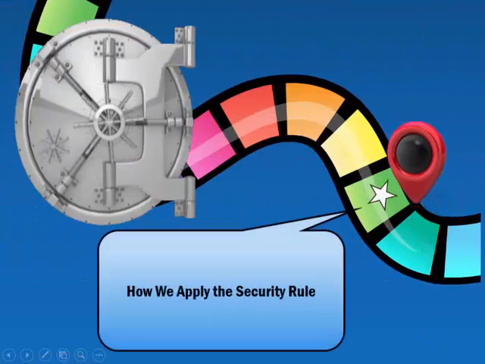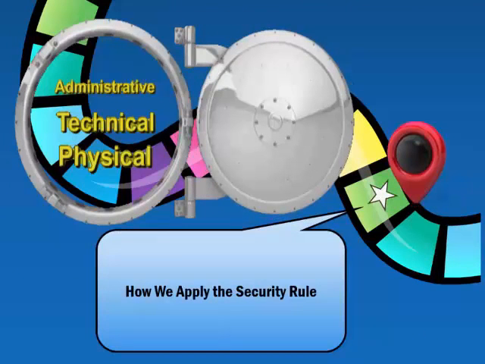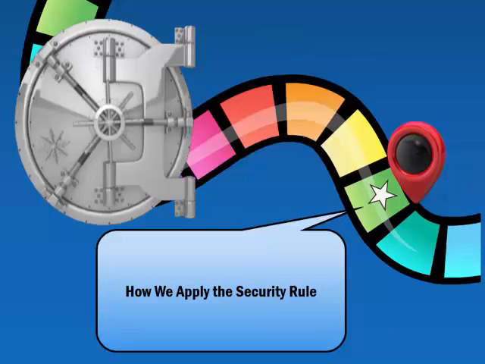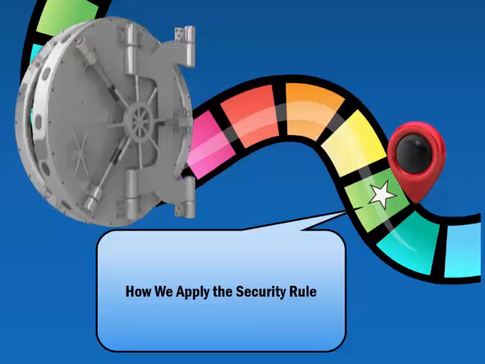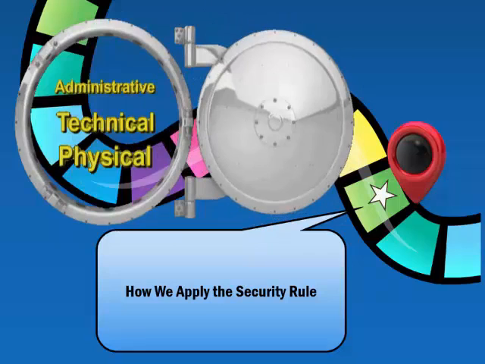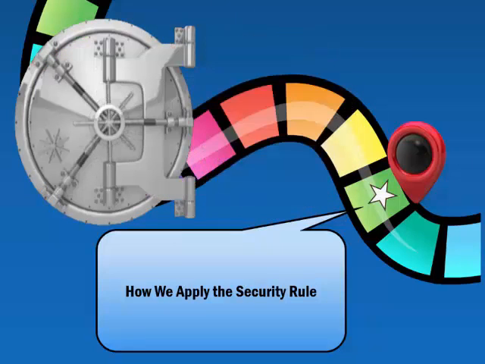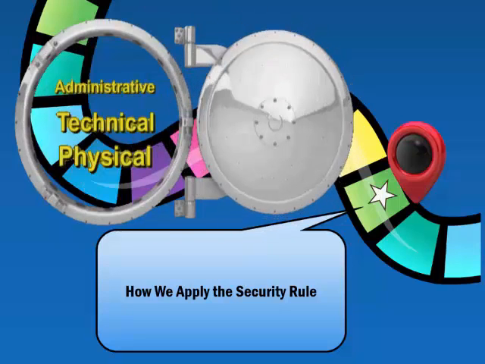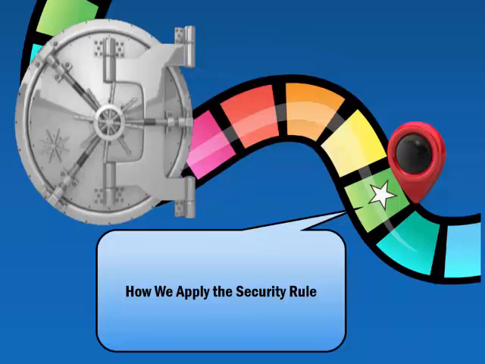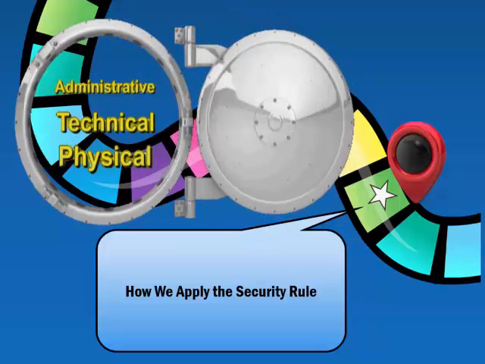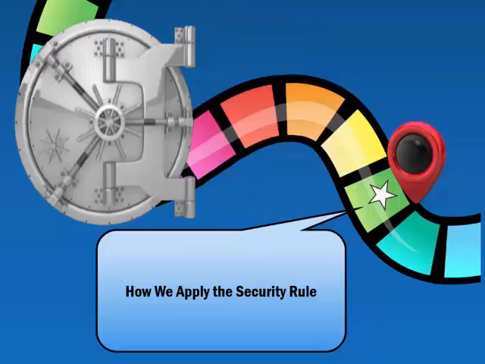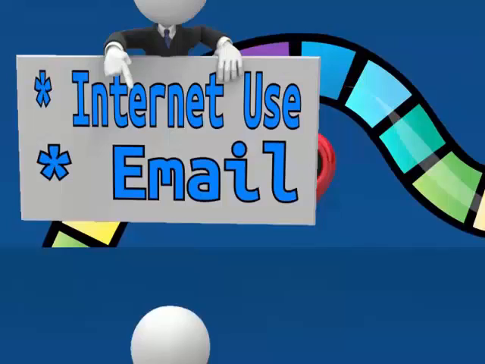How we apply the security rule. For administrative safeguards, policies and procedures are required and must be followed by employees to maintain security. For technical safeguards, technical devices are needed to maintain security, such as assignment of different levels of access, screensavers, devices to scan ID badges, and audit trails. And physical safeguards must have physical barriers and devices, such as locking doors, monitoring visitors, and securing unattended computers.